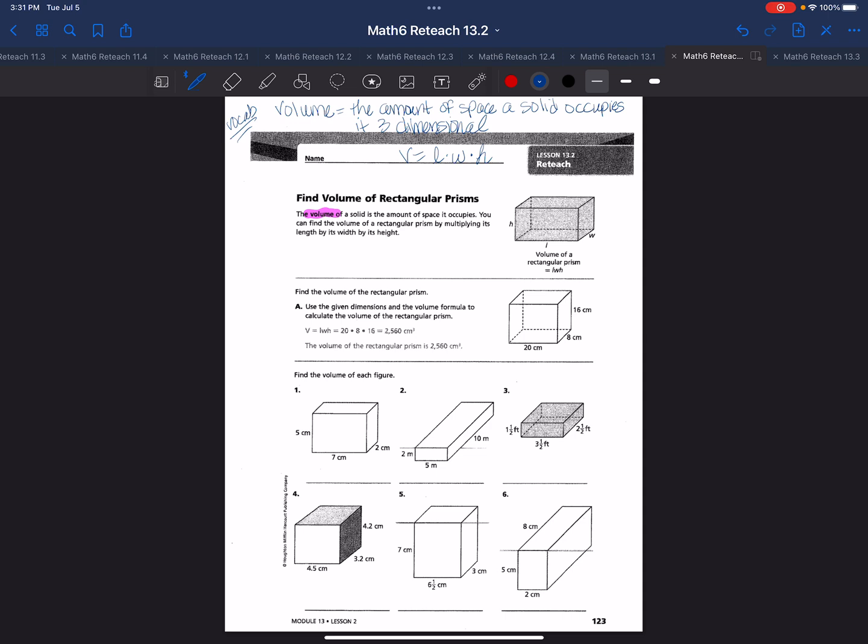You can find the volume of a rectangular prism by multiplying its length by its width by its height. Let's look at the first one, and if you'd like to see an example in your student workbook, please turn to page 425 in the homework section. I encourage you to stop this video at any time and complete these problems on your own first, and then watch the video. So here's a rectangular prism to your right. Let's find the volume. Use the given dimensions and the volume formula.